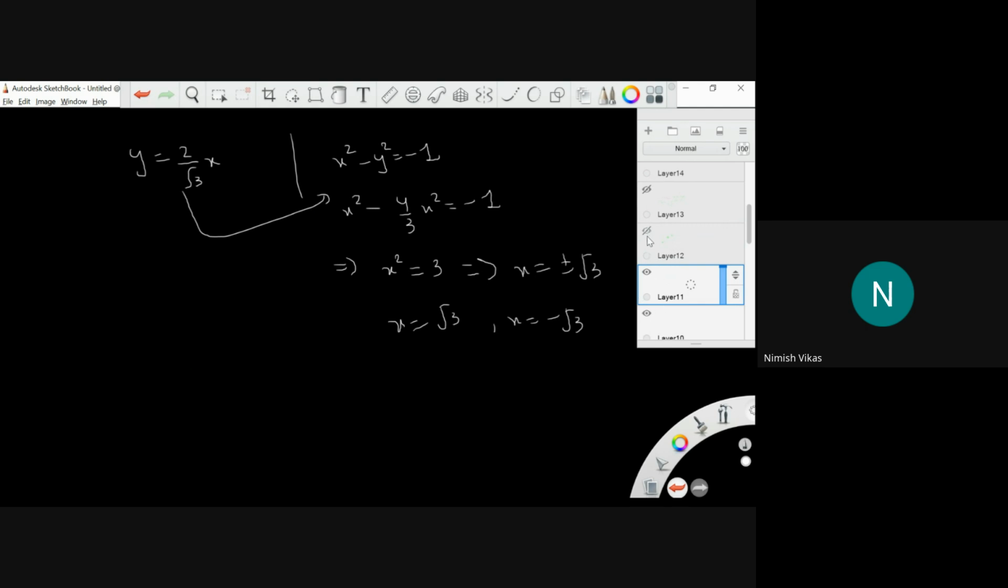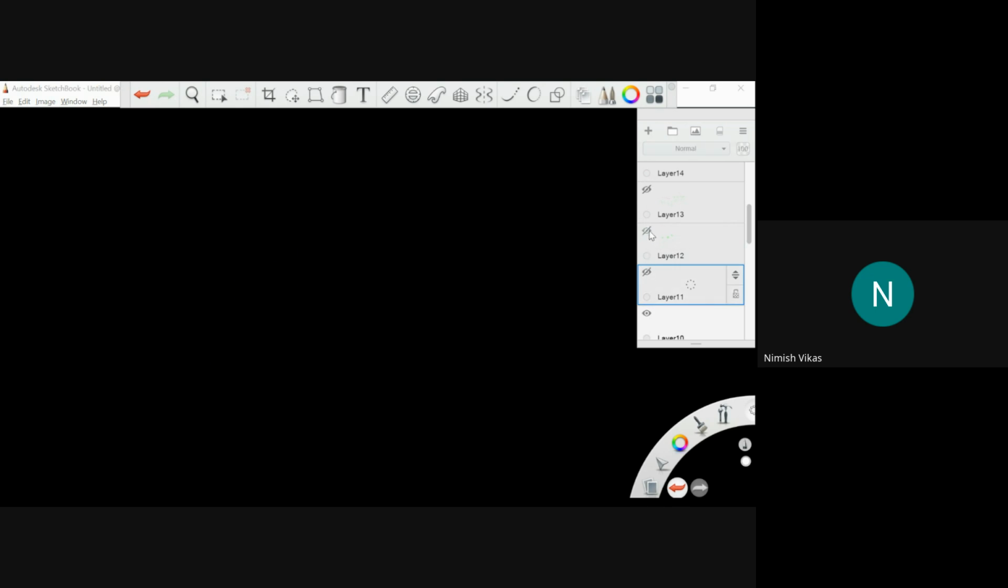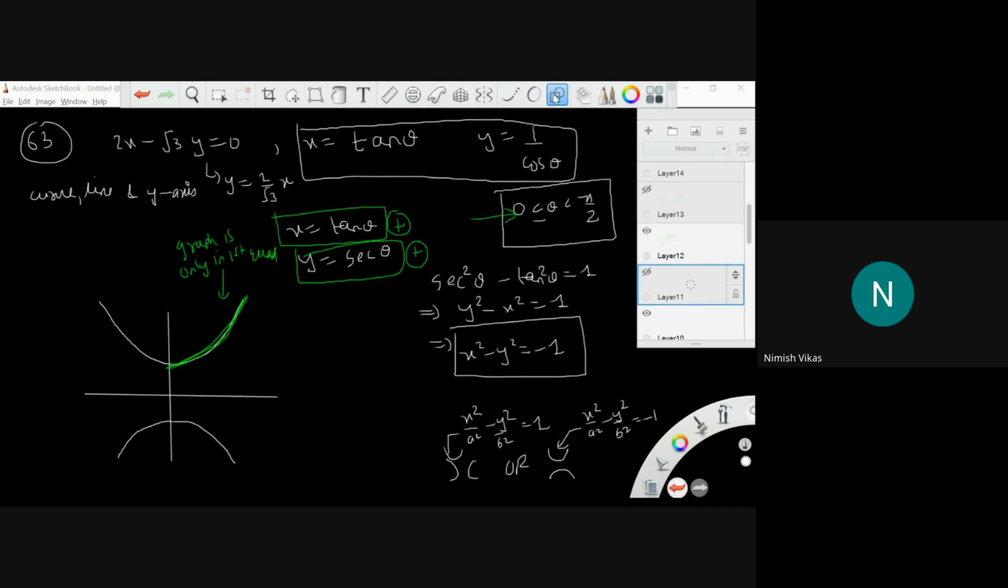So this means what? We have only two values. So the line is actually like this. It is passing through origin, but also touching the two curves, like this. The first point will be x equals root 3, and the next will be minus root 3. But since we are drawing the graph only in the first quadrant, we just see only the first quadrant.